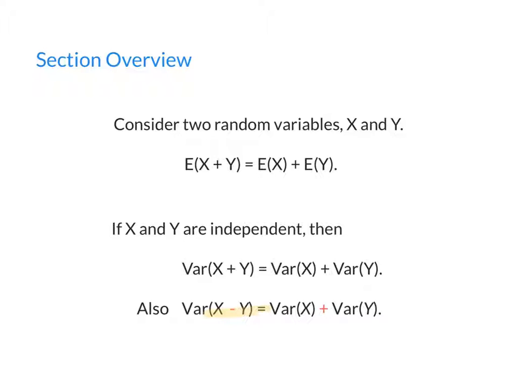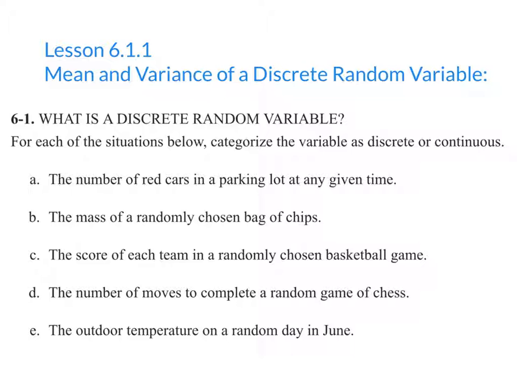variables are subtracted, their variances are still added together. In Lesson 6.1.1, students identify the difference between discrete random variables and continuous random variables.